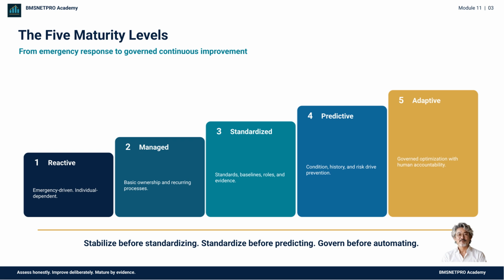The model uses 5 levels. Level 1 is reactive: emergencies and individual knowledge dominate. Level 2 is managed: basic ownership and recurring processes exist. Level 3 is standardized. Standards, baselines, roles, and evidence are consistently applied. Level 4 is predictive: condition, history, and risk drive prevention. Level 5 is adaptive: governed optimization and learning extend capable human judgment. The sequence matters. Stabilize before standardizing, standardize before predicting, govern before automating.